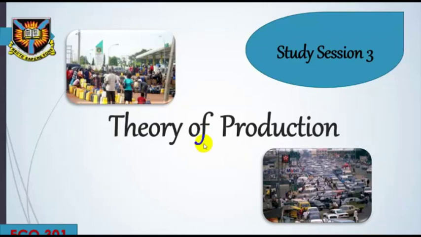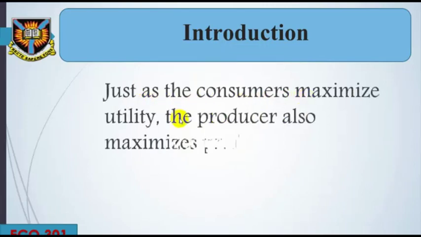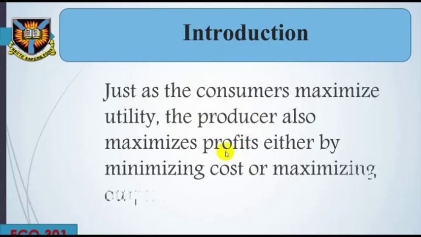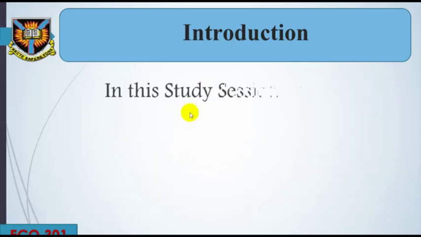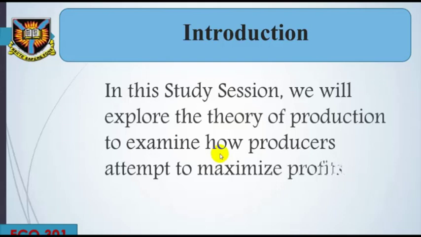Theory of Production. Introduction. Just as the consumer maximizes utility, the producer also maximizes profit, either by minimizing cost or maximizing output. In this studies section, you will explore the theory of production. Specifically, you will examine how producers attempt to maximize profits.